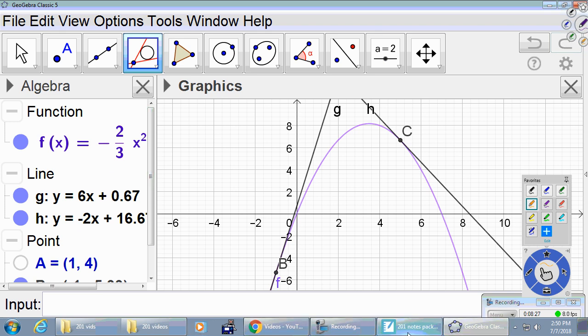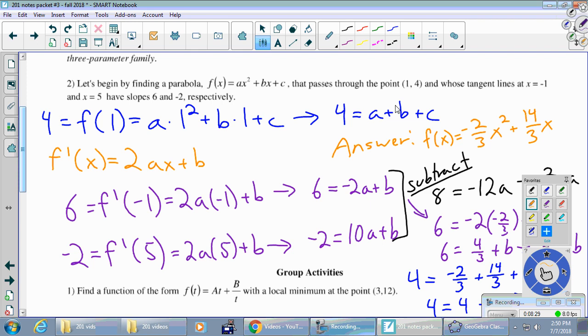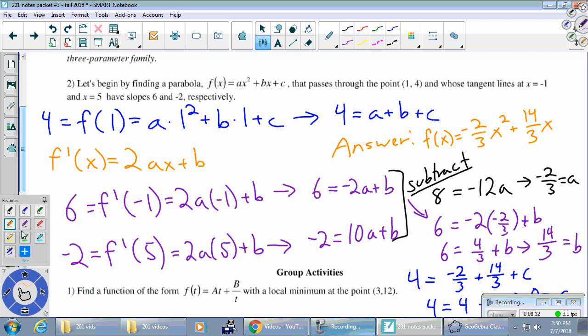So anyway, you can check your work here, but I did want to make sure that you saw it wasn't just playing around with numbers and symbols. We actually did construct from scratch a parabola that had these very specific conditions on it, and I think that's kind of cool.